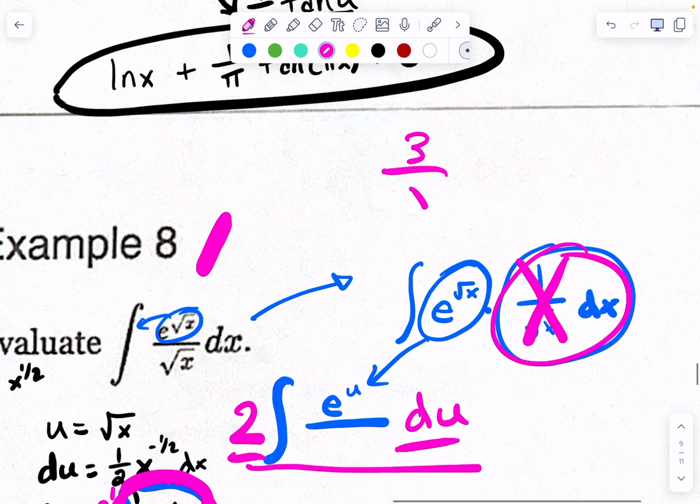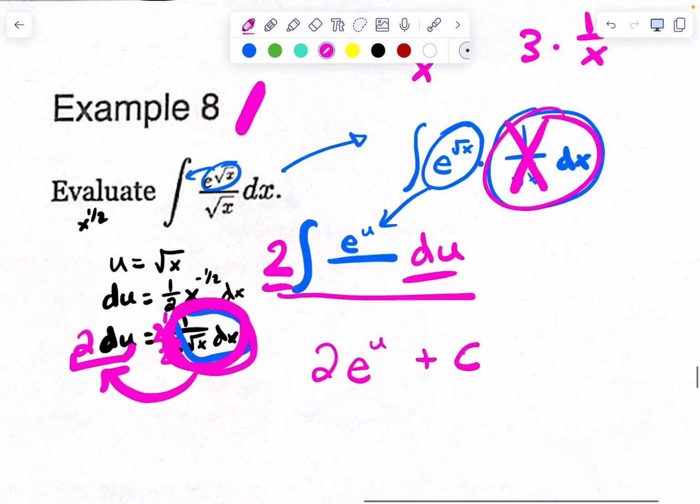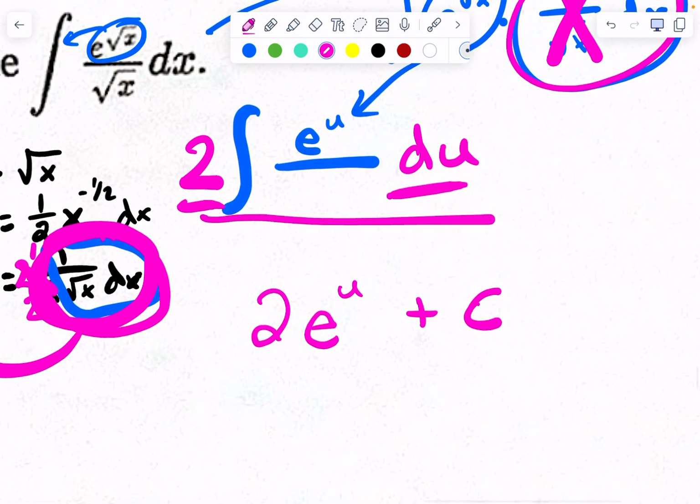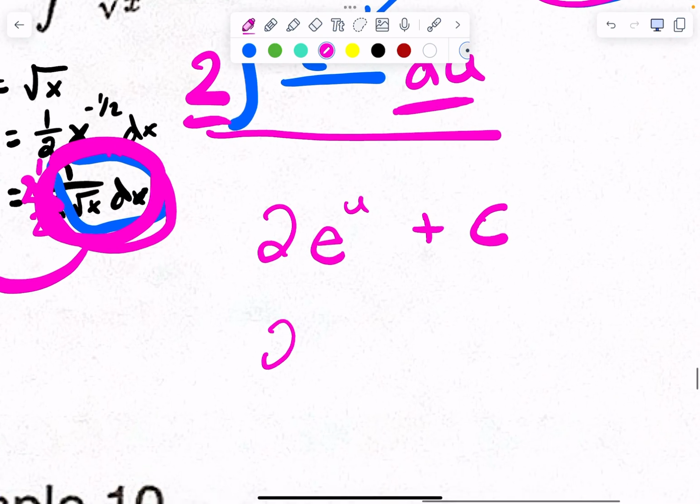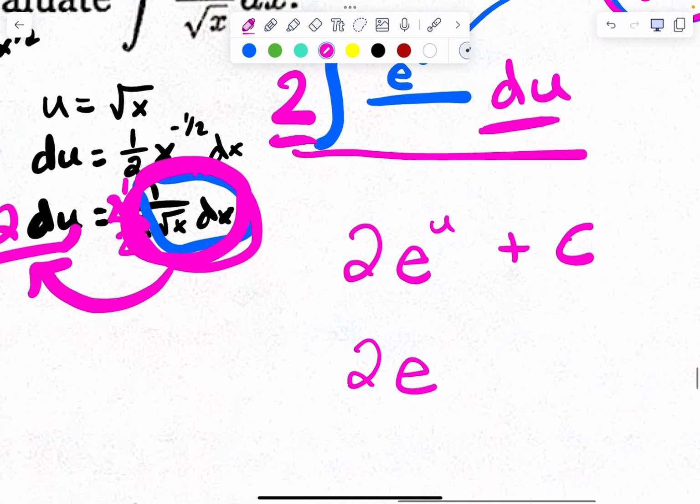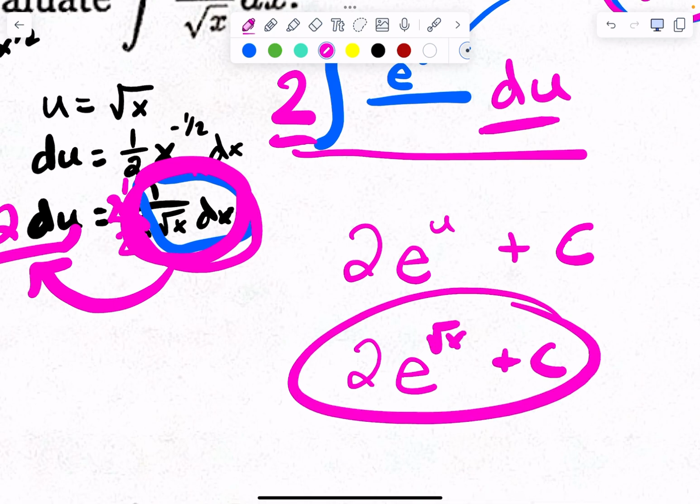If I have 3 over x, this is like 3 times 1 over x, right? I can just slide him off the top. Okay, the antiderivative of e to the u is e to the u plus c. So you just slap him on the front. And then we have 2 e to the, we replace u with square root of x, plus c. And that's my antiderivative.